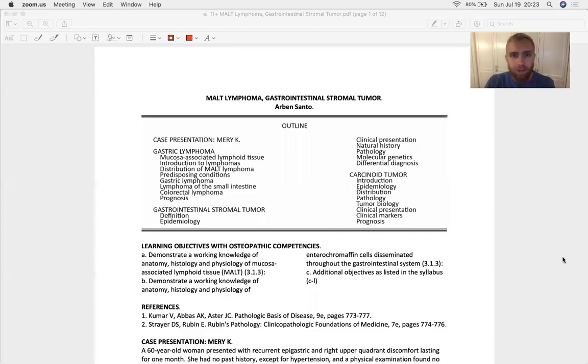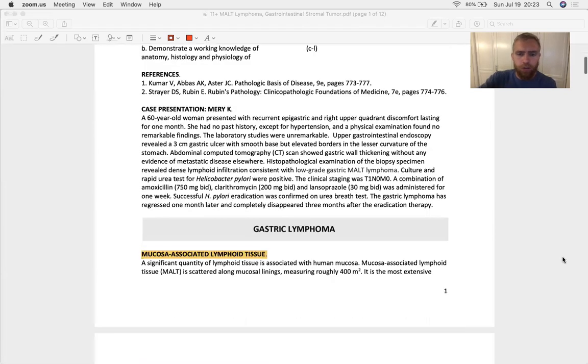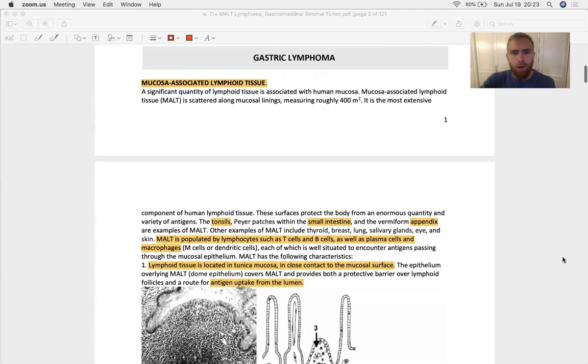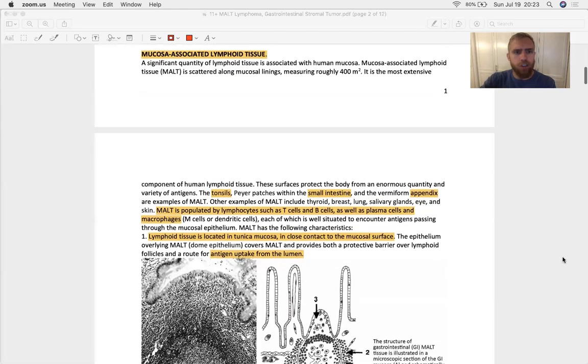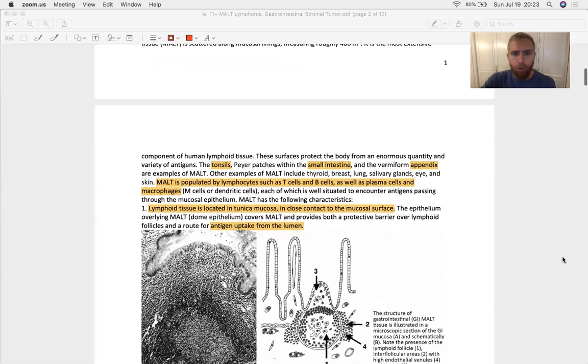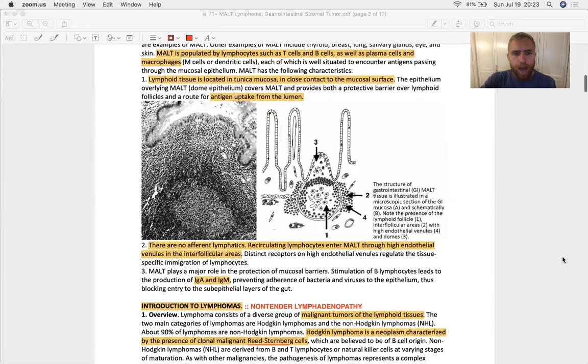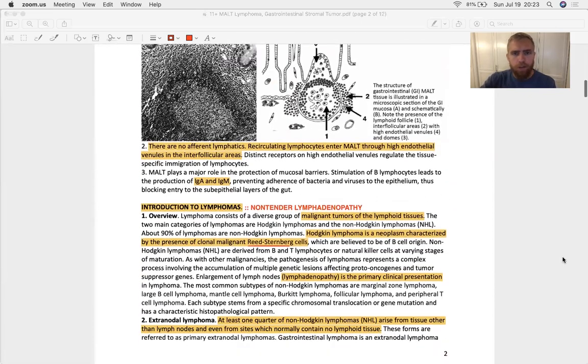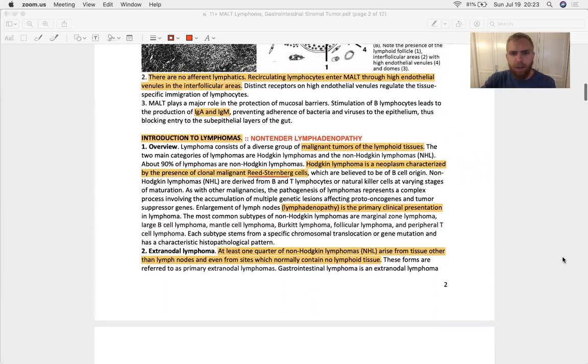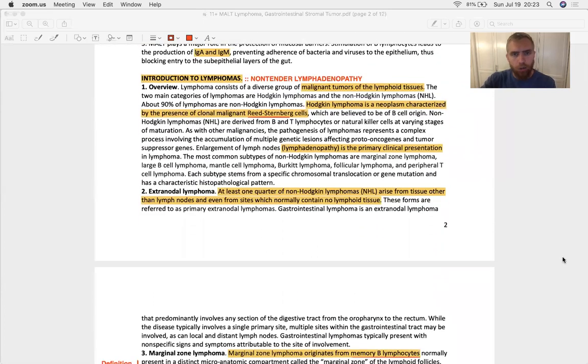Hello, let's talk about this SDL titled MALT, Lymphomas, and Gastrointestinal Stromal Tumors. We will also discuss carcinoid tumors of the GI tract. So the text begins with a discussion on mucosa-associated lymphoid tissue. I trust you know what that is already. It's essentially the interface between your body and the outside world, and it has an immunological function.